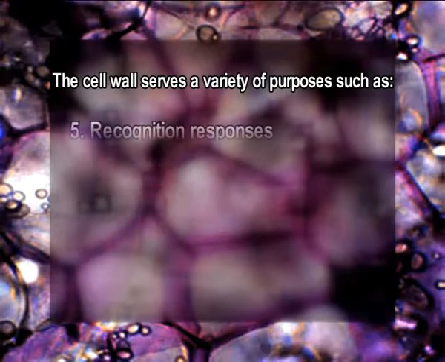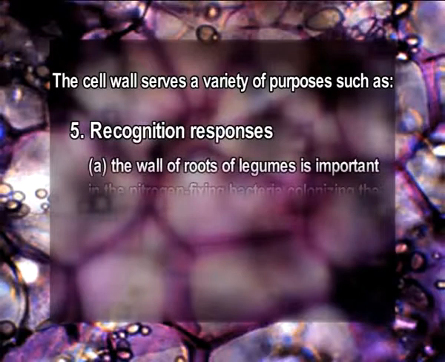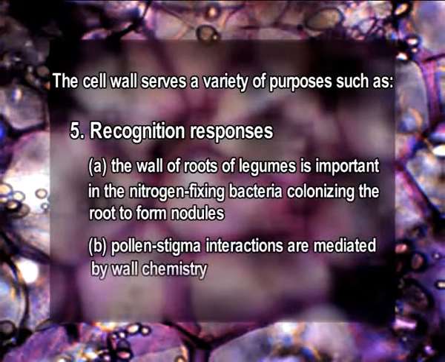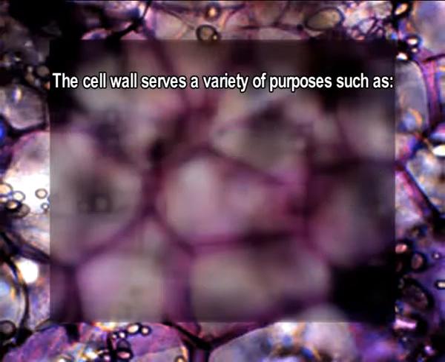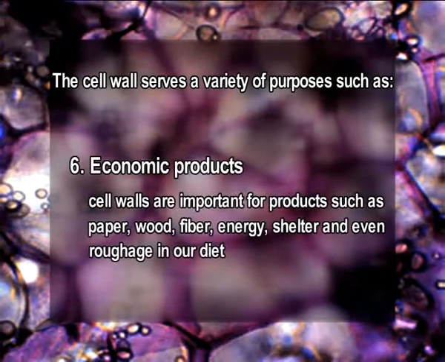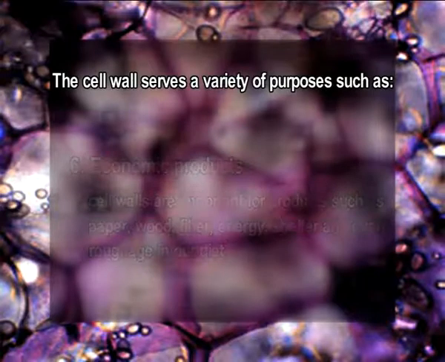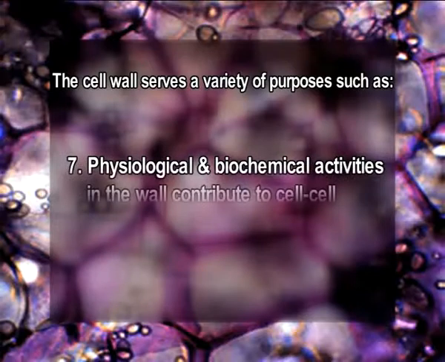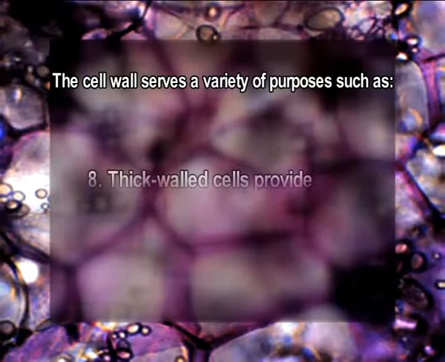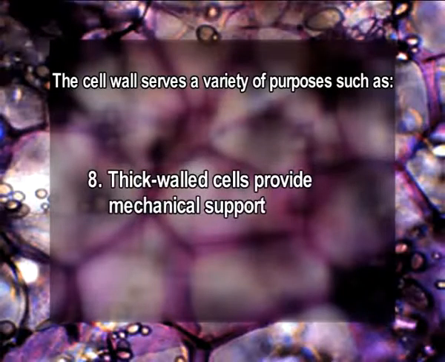Number five, recognition processes. For example, the wall of roots of legumes is important in nitrogen fixing bacteria colonizing the root to form nodules, and pollen stigma interactions are mediated by wall chemistry. Number six, economic processes. Cell walls are important for products such as paper, wood, fiber, energy, shelter, and even roughage in our diet. Number seven, physiological and biochemical activities in the wall contribute to cell-cell communication. And number eight, thick walled cells provide mechanical support.